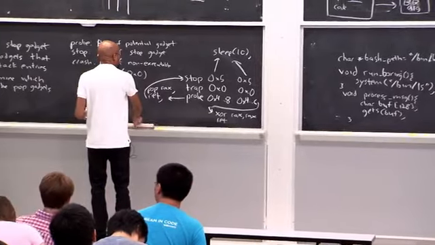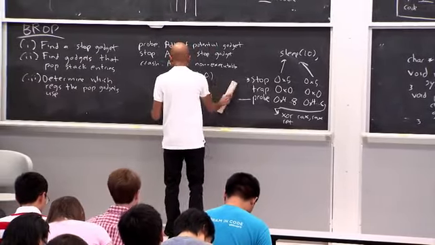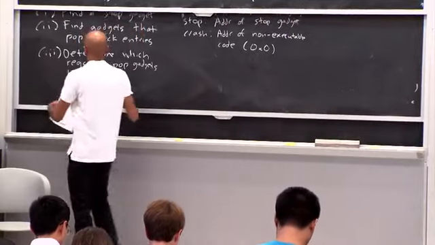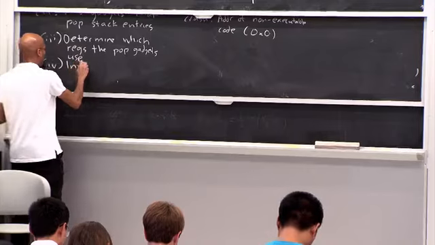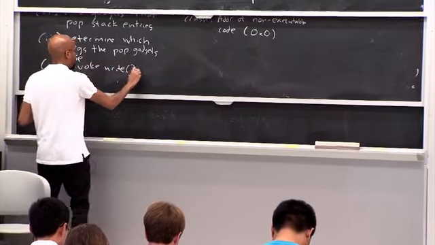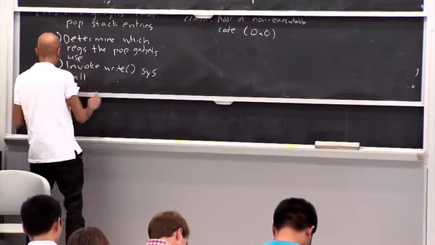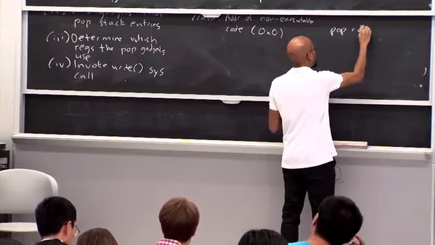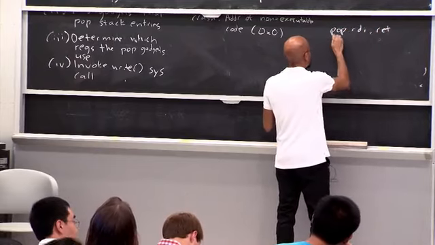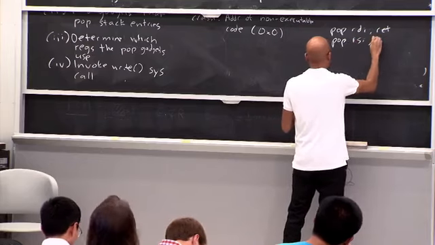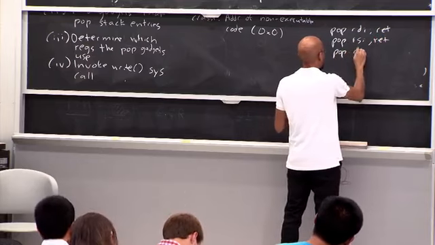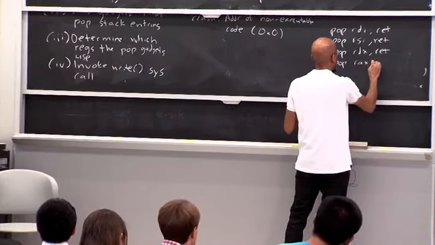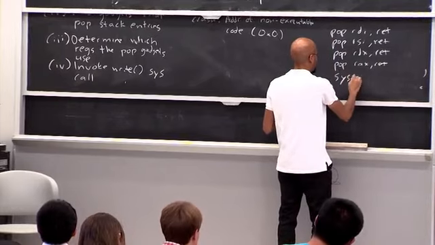Okay, so step 4 is going to be to invoke write. Step 4 is invoke the write system call. So to invoke write, we need to have the following gadgets. We need to be able to pop RDI. We need to be able to pop RSI. We need to be able to pop RDX. Pop RAX, and then invoke syscall. Right?